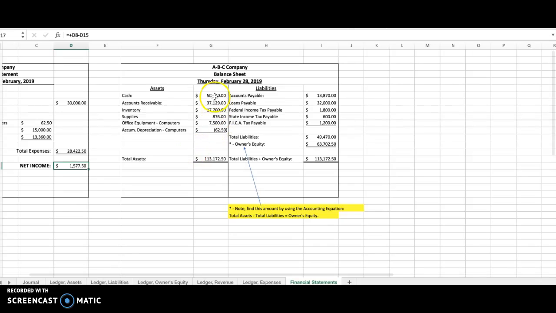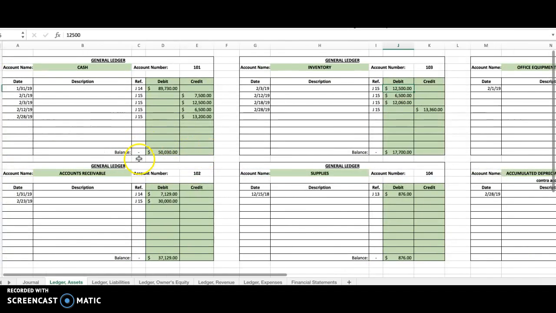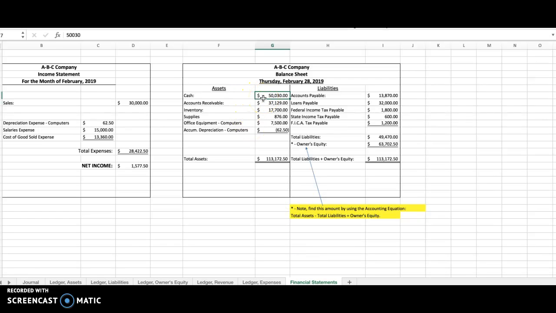Same thing happens with the balance sheet. We look at the final balance, not the beginning balance. So for cash, we go back to the cash account. We look at the bottom number, not the top, not the beginning, none of these numbers. We look at the bottom number for cash. So we started with $89,730, but the final balance at the end of February is $50,030, and that's what goes into our balance sheet. Same way with accounts receivable.